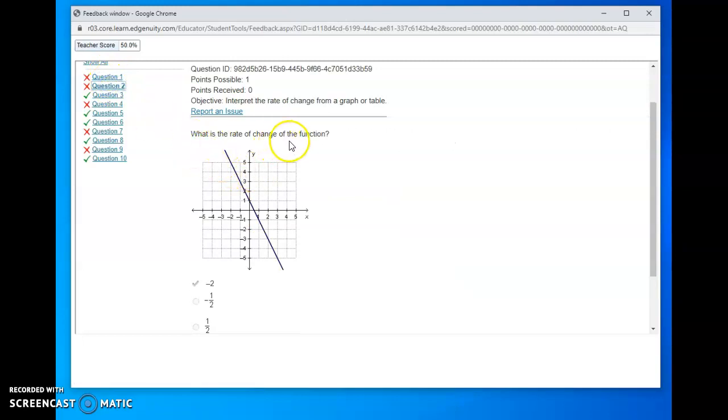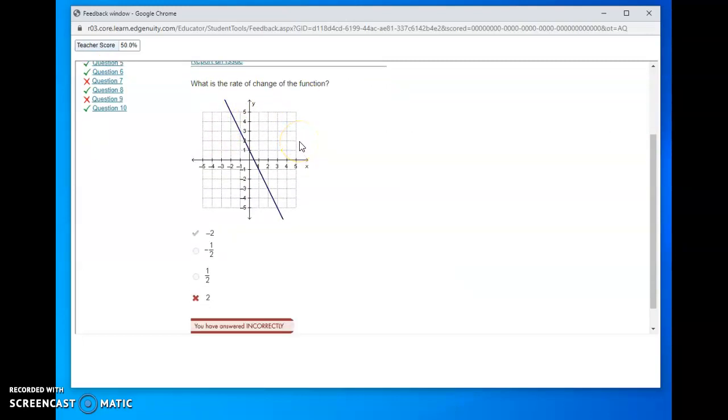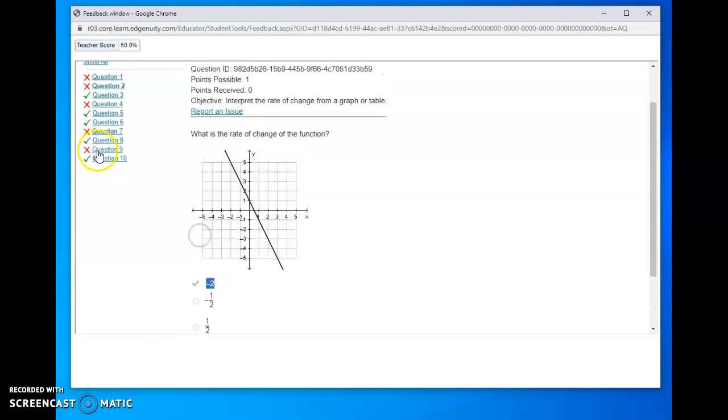What is the rate of change of the function? So pretty much asking for the slope. So it looks like we can count from this dot here to this dot here. And it looks like it's going down, so it's going to be negative. It looks like it's going down 2 and over 1. So negative 2.